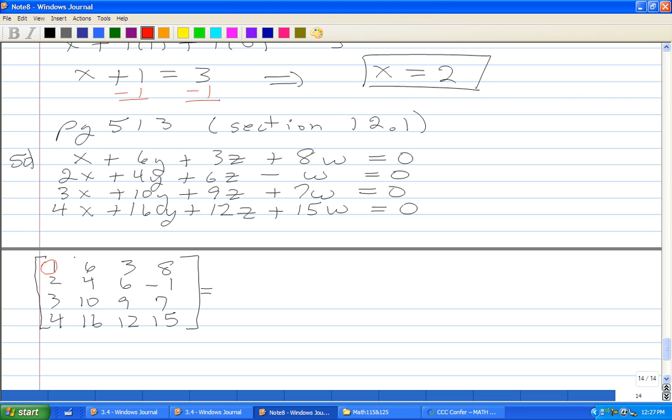So that's pivot. And so let me pivot on the 1. Yeah, that's nicer. So let me keep the first row.